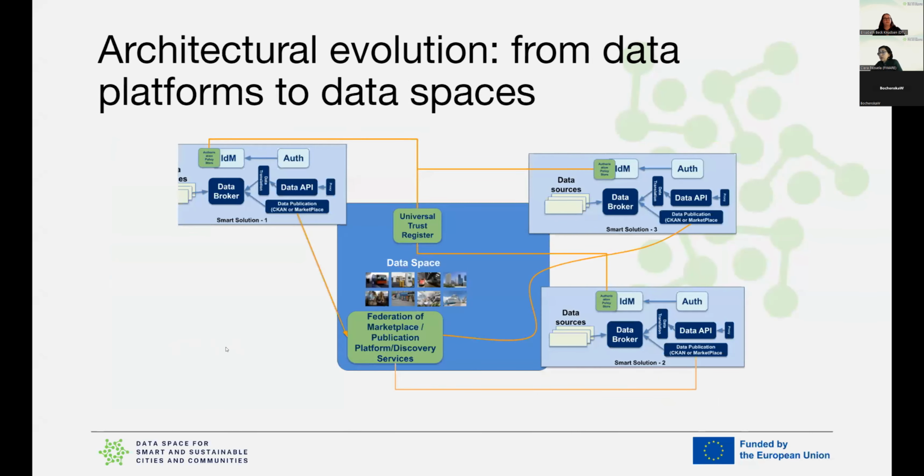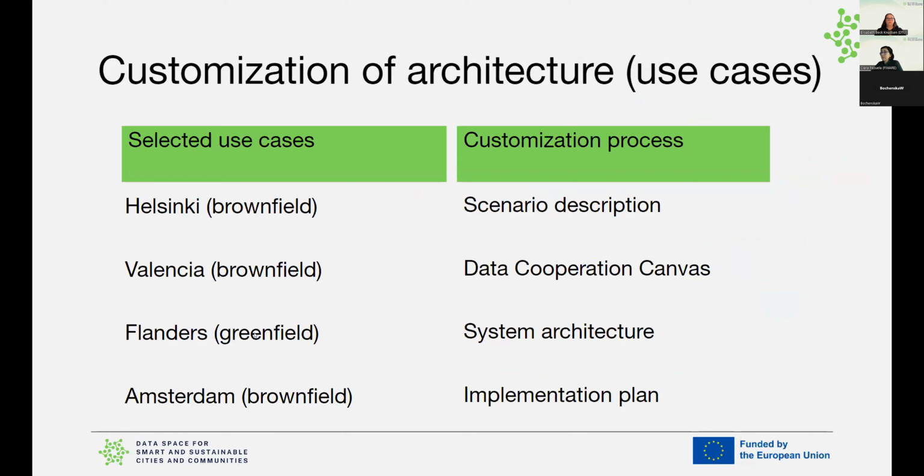The evolution that we are thinking for the existing data platforms is that once you are able to deploy an instance of this authorization policy store and be connected to this universal trust registry, you can get access to the data space. And if you also additionally incorporate the federation layer, you can also federate with other data spaces.